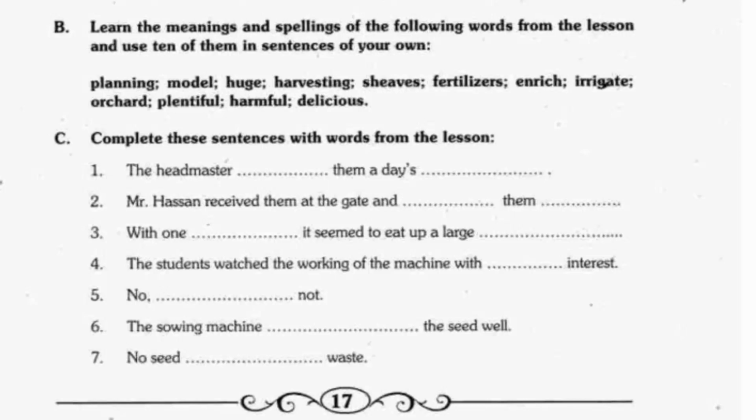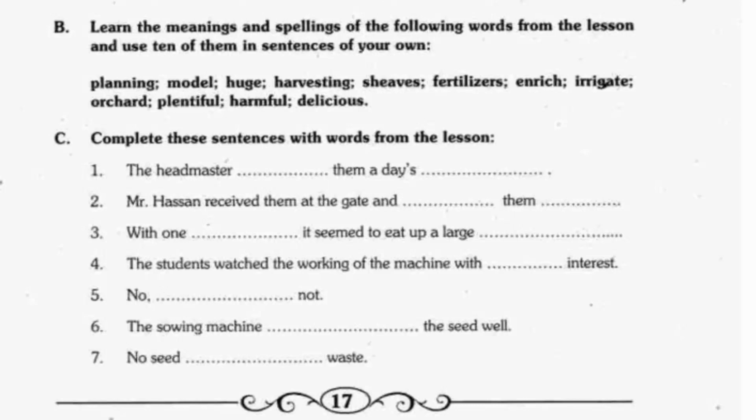These are the blanks given, and if you have gone through this chapter on your own after I explained and summarized it, hopefully you will be able to do this exercise on your own right now. Sentence number 1, the headmaster dash them a day's dash. Sentence number 2, Mr. Hassan received them at the gate and dashed them dash. Sentence number 3, with one dash it seemed to eat up a large dash.